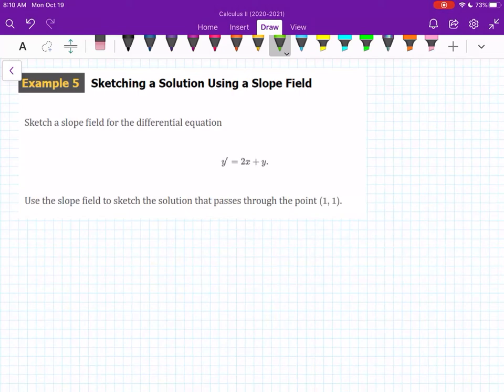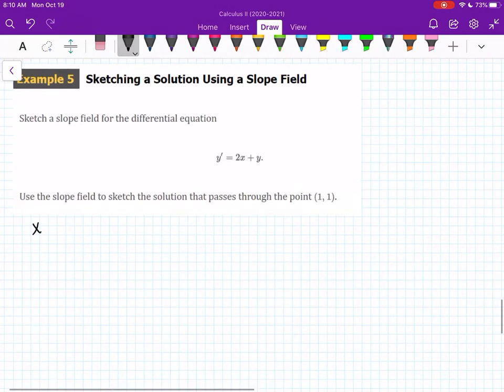We're going to go ahead and sketch a slope field for the differential equation y prime equals 2x plus y. And then we're going to use our slope field to sketch the solution that passes through the point (1, 2). All right, so here's what we're going to do here. The best thing that's kind of easy to do is to go ahead and make a table.